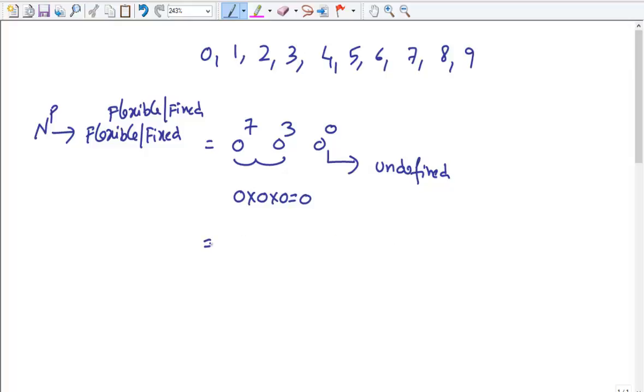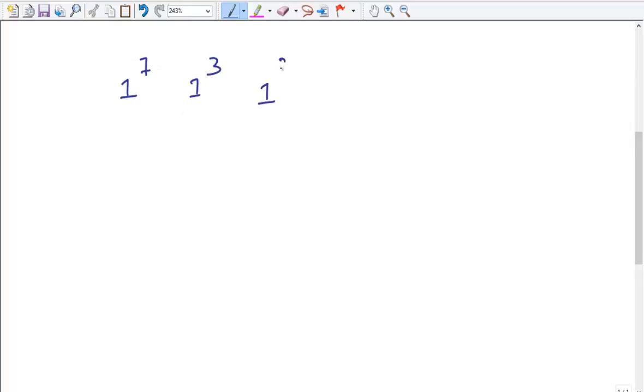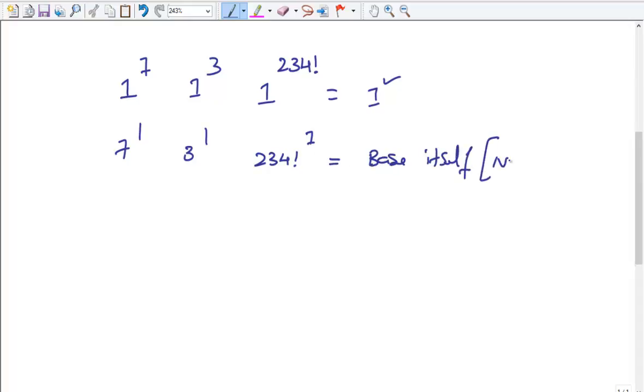So what happens if we take 0 in the power? That's going to be 7 power 0 or 3 power 0 or 21 factorial power 0. That is nothing but 1. It's even simpler. There is only one single answer. So 0 is of no use. Let's take 1. 1 power 7, 1 cube, 1 power 234 factorial. For all these numbers, the answer is 1. That is also of no use. Let's do the reverse process: 7 power 1 or 3 power 1 or 234 factorial power 1. That is nothing but the base itself, or the number itself.